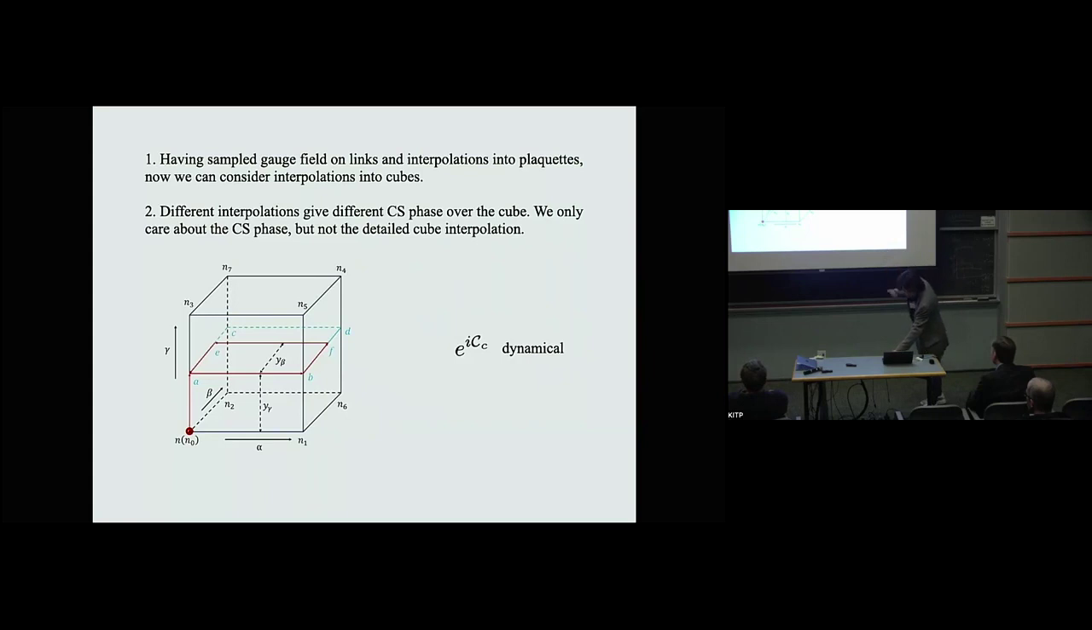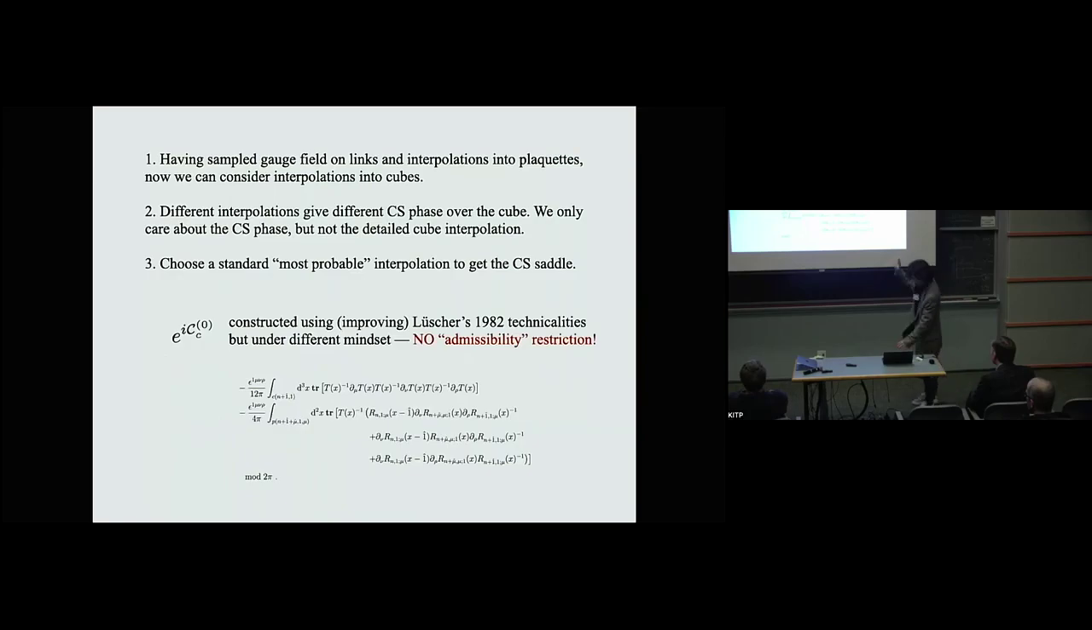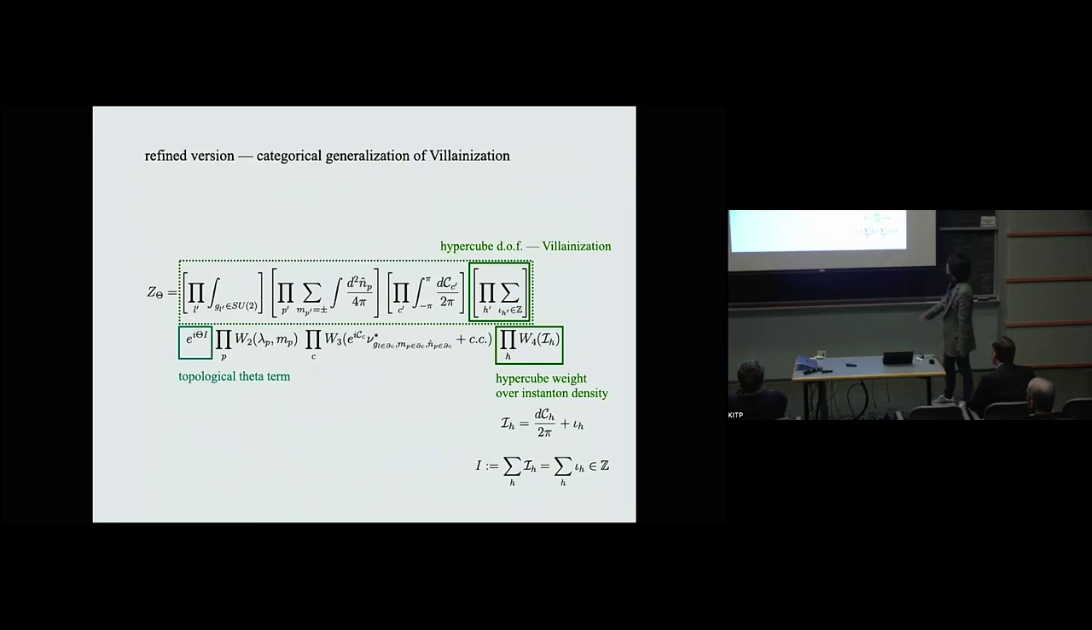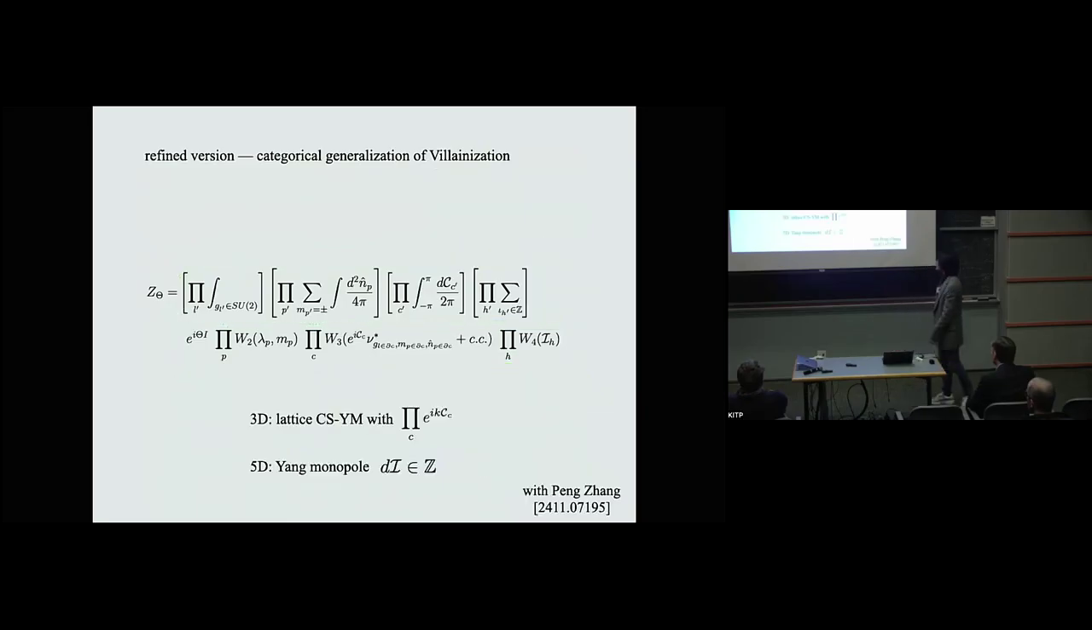U1 on the cube. And then these are some technical steps, but what we are going to do is we are going to construct some suitable saddle point for the Chern-Simons space fluctuation and control its fluctuation. And one very important aspect is that when some interpolation becomes ambiguous, the fluctuation becomes arbitrary. So that really means there's no preferred interpolation. So that will ensure we capture the topology correctly. And finally, on the hypercube, we integrate the Chern-Simons U1 and get the instanton density. And that's the 4D model.